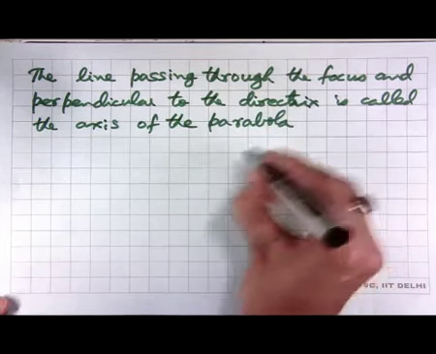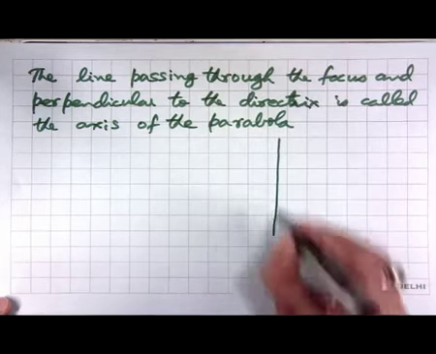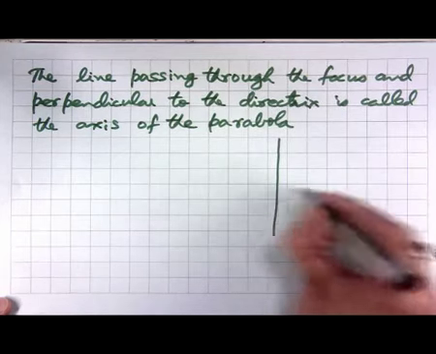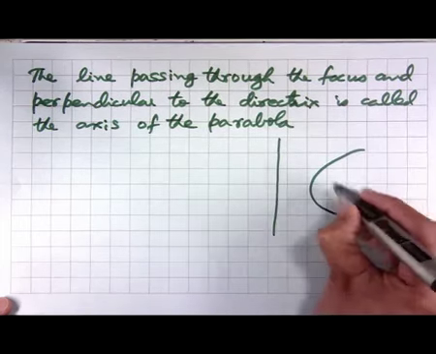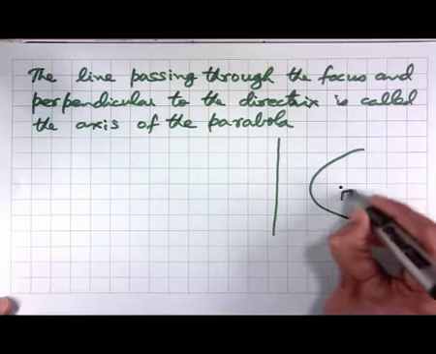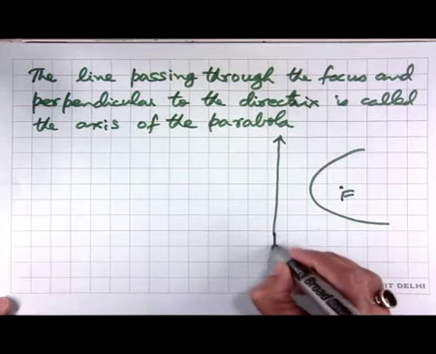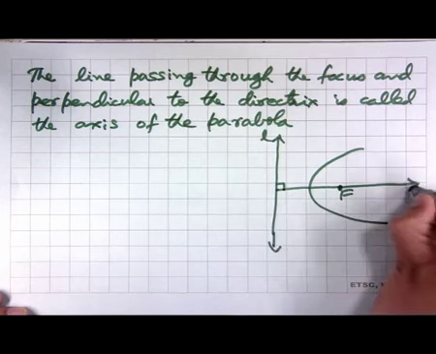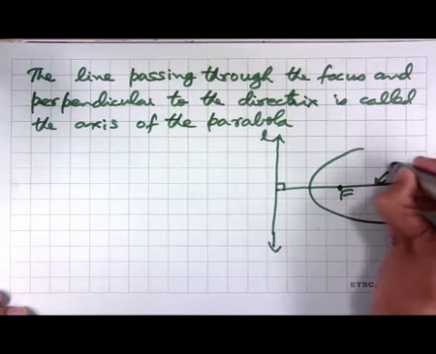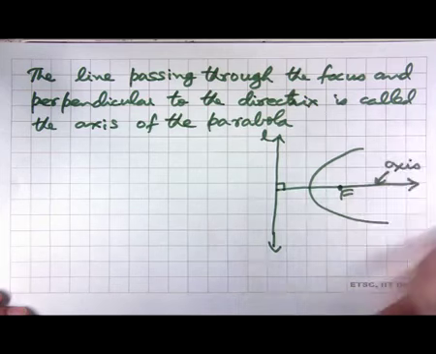So, if I draw again this line, and then I have this parabola, I have this focus F, this is line L. So, axis is the line which is perpendicular to the directrix and it passes through this focus. So, this is called the axis of the parabola.